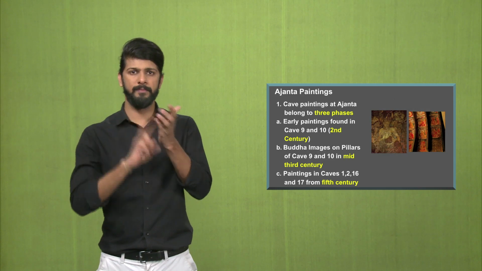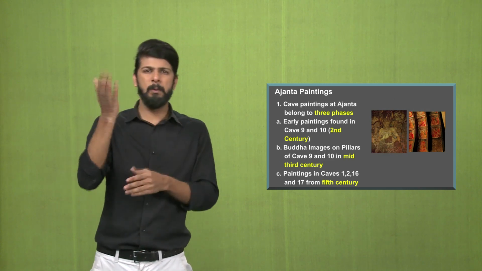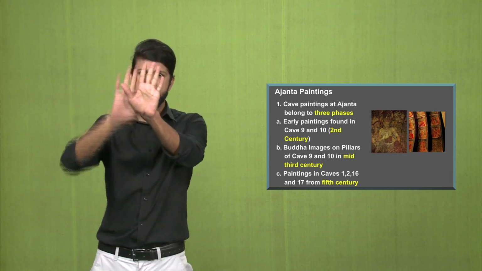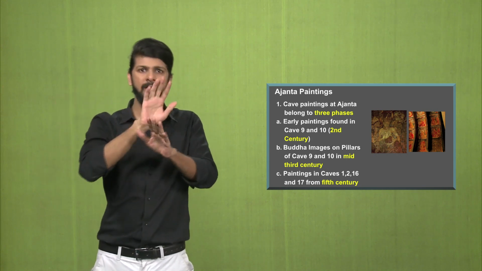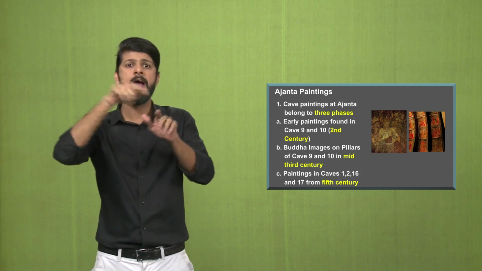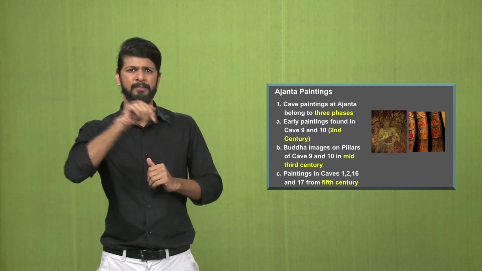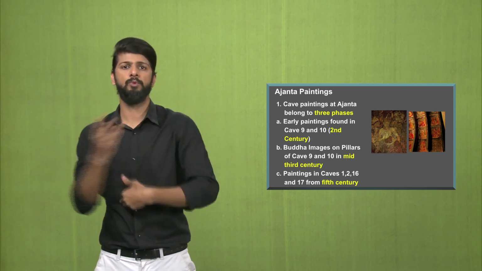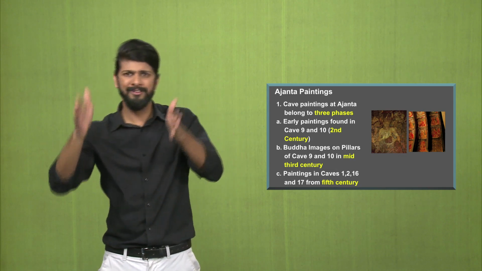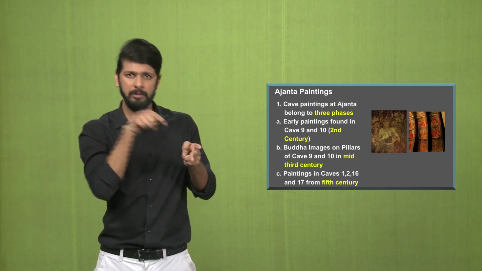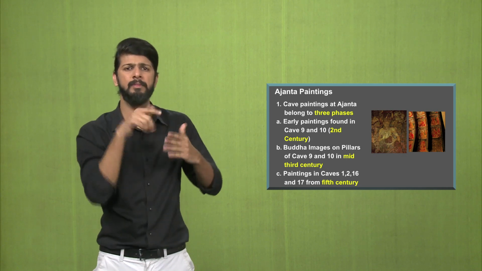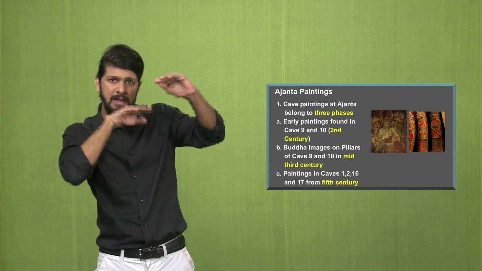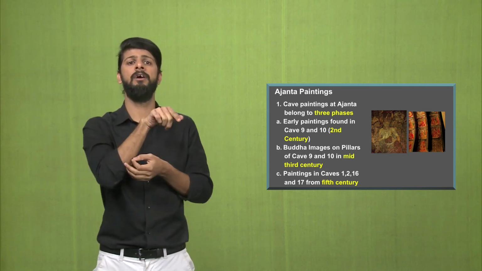Along with the sculptures of various places, we also have the Ajanta paintings. Ajanta paintings, you would remember the Gupta Empire, and within the Gupta Empire there were cave paintings done in the caves of Maharashtra, and these belonged to 3 phases. This artwork primarily found in cave 9 and cave 10 were the early paintings, and these were done in the 2nd century.